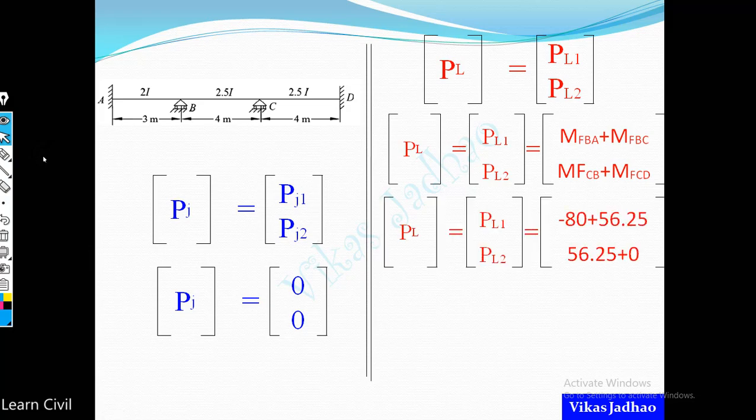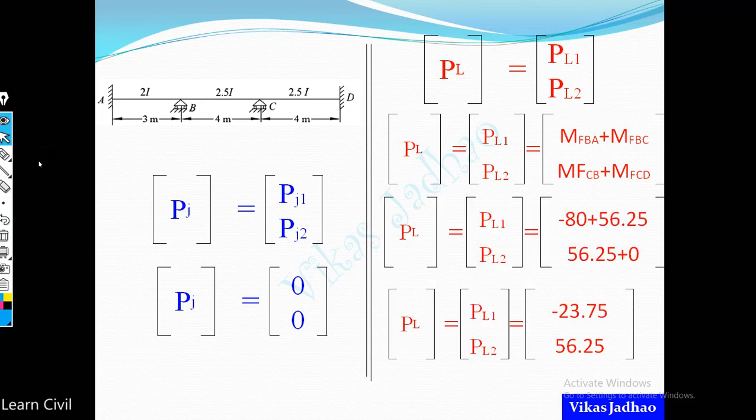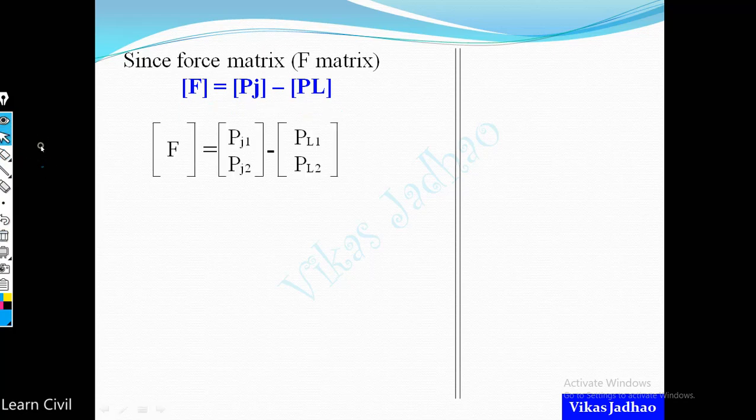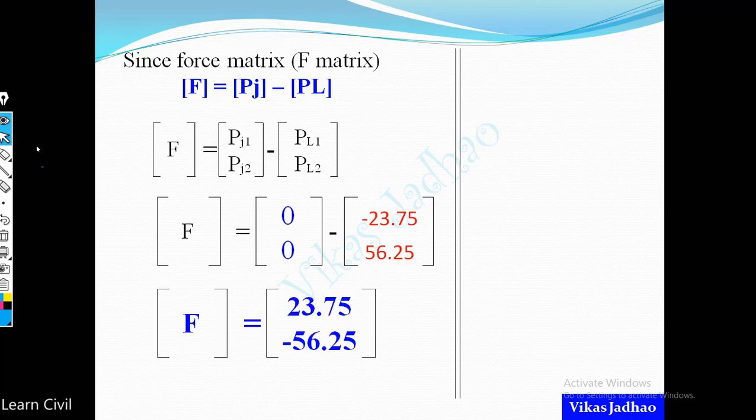Just put the values of the fixed end moments. We get the PL matrix as minus 23.75 and 56.25. We have the force matrix F equal to PJ minus PL. We have calculated the values for the PJ and PL matrices. Just substitute the matrices here. We get the F matrix equal to plus 23.75 and minus 56.25. This is our force matrix.